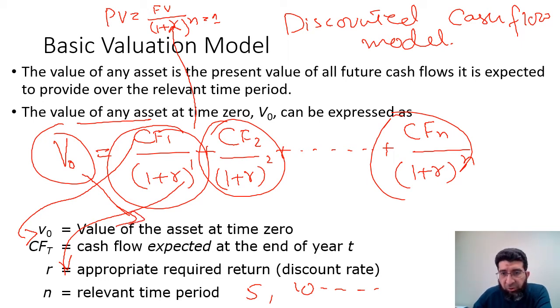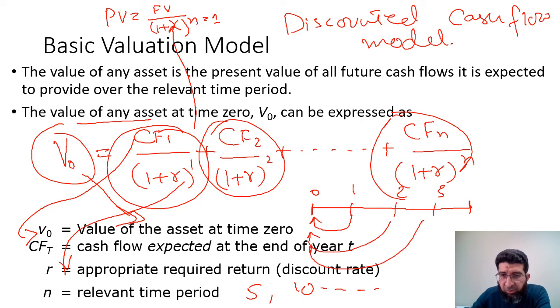If I draw a little timeline, you can also look at this from here. So it is 0, 1, 2, 3, and you can see that the first cash flow is brought to 0, the second cash flow is brought to 0, the third cash flow is brought to 0, and all of them are added and we get the V naught.